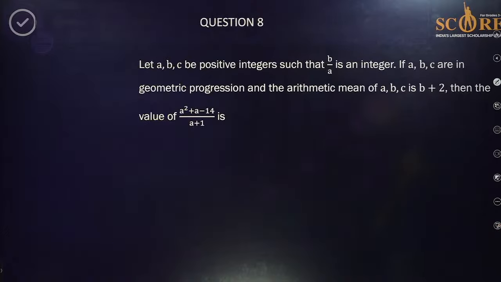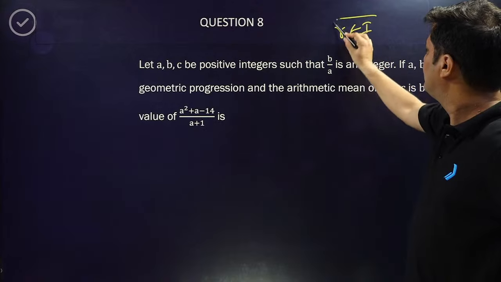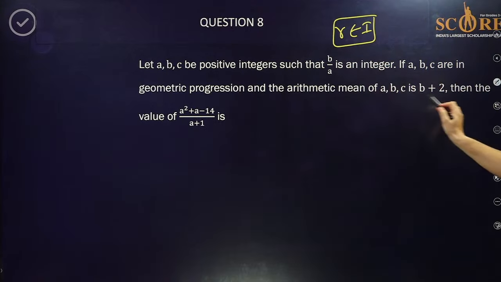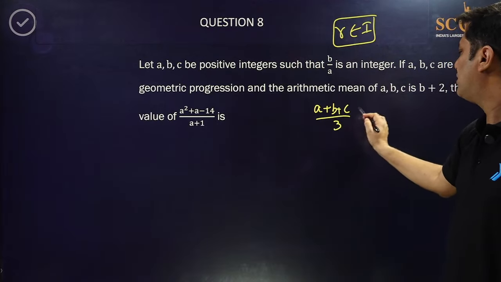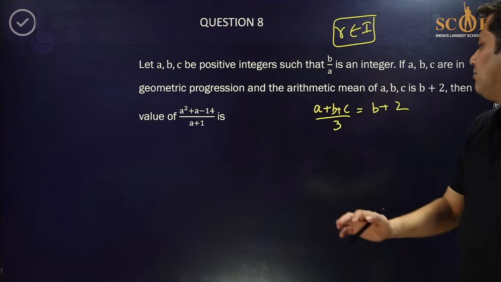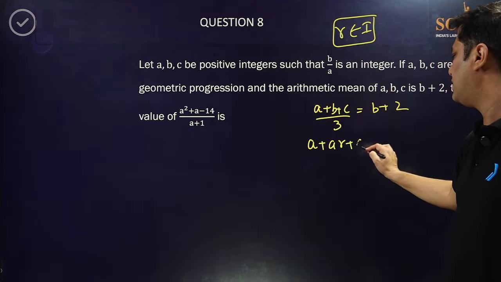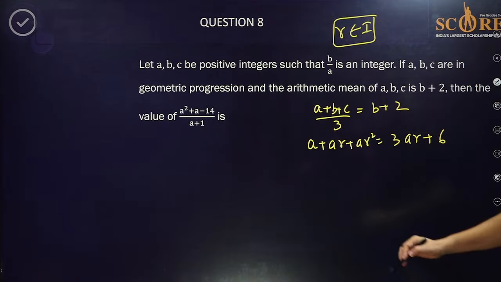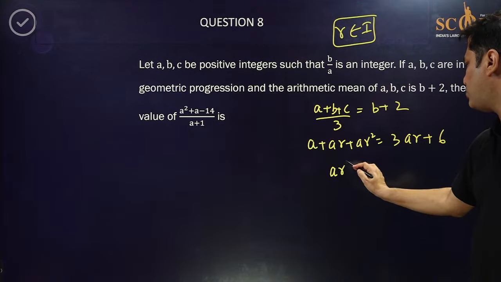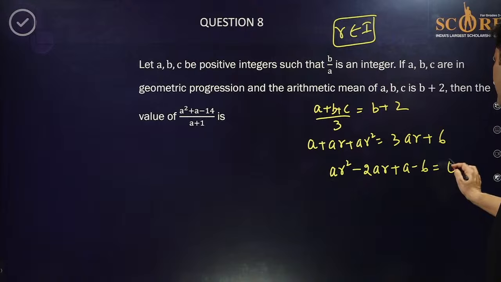ABC are positive integers, B by A is an integer, and ABC are in GP. That means the common ratio is an integer. And the arithmetic mean of ABC, that is A plus B plus C by 3, is B plus 2. But you know ABC are in geometric progression. So A is A, this is AR, this is AR square, and 3B equals A plus AR plus AR square, equals 3AR plus 6. So the equation is AR square minus 2AR plus A minus 6 is equal to 0.